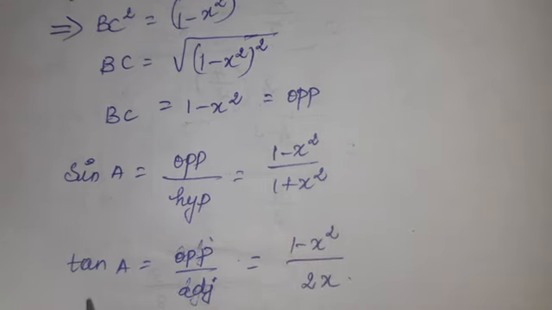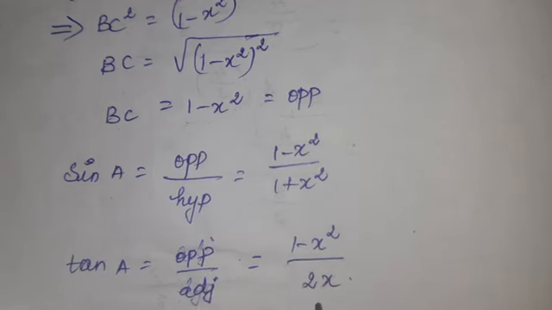Next you should find tan A. Tan A formula is opposite by adjacent, is equal to opposite value 1 minus x square divided by adjacent value 2x.